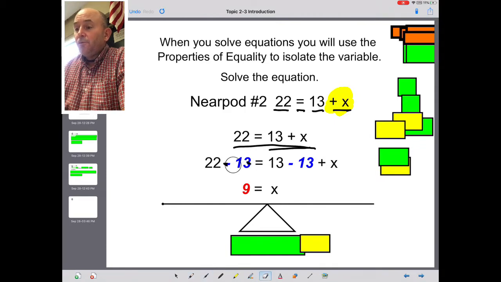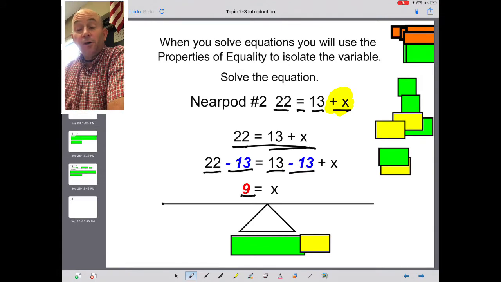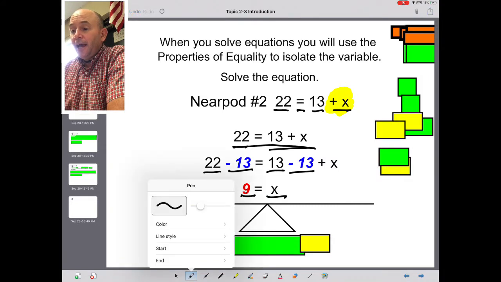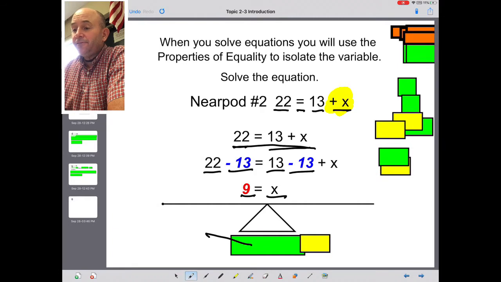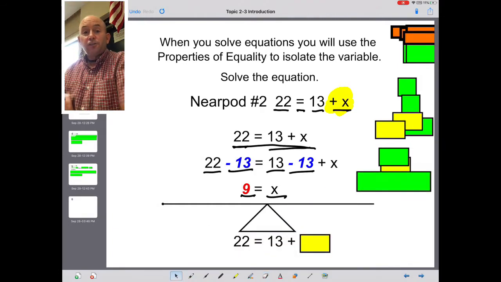Okay, so what we wanted to do next was bring down the parts of our equation, and then subtract 13 from both sides. That left you with 9 on one side and x by itself on the other. Now what we want to do is plug it in and actually see if our solution works.